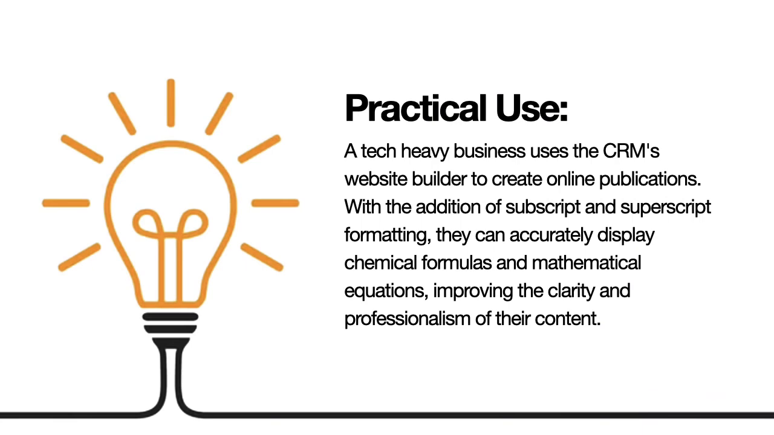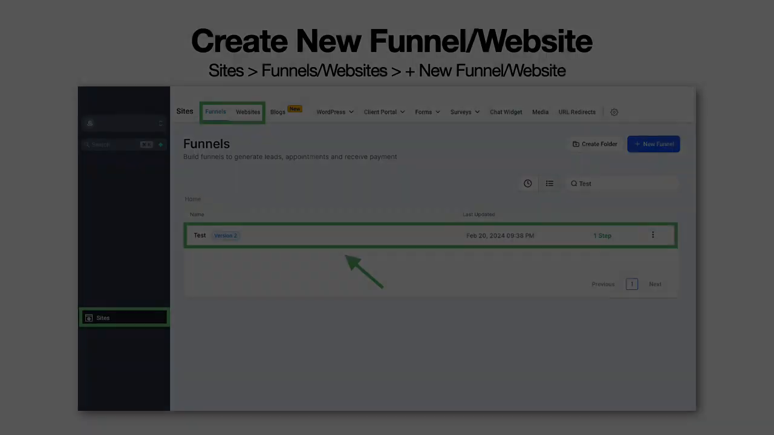Let's talk about some practical use. Let's just say you have a fairly tech-heavy business and you use the CRM's website builder to create online publications. Now, with the addition of subscript and superscript formatting, you can now accurately display chemical formulas and even mathematical equations, plus a whole bunch of other things that are going to improve the clarity and professionalism of your content.